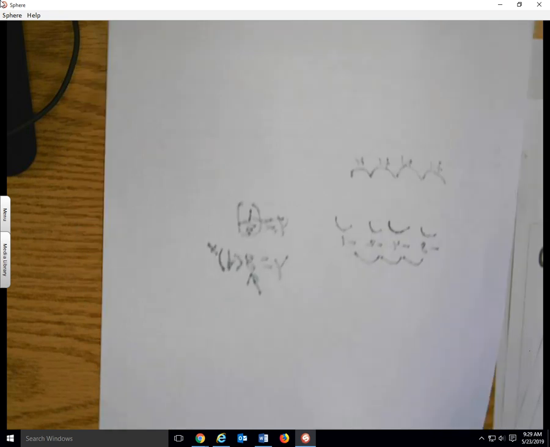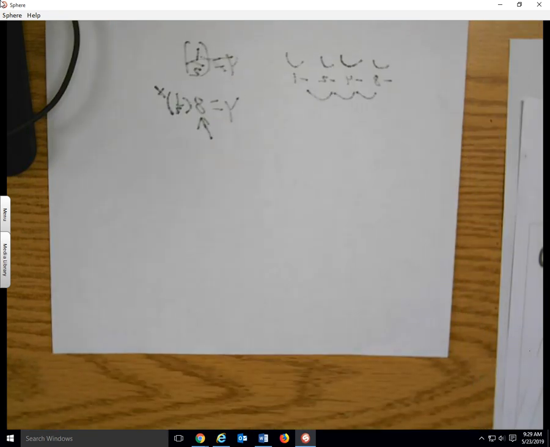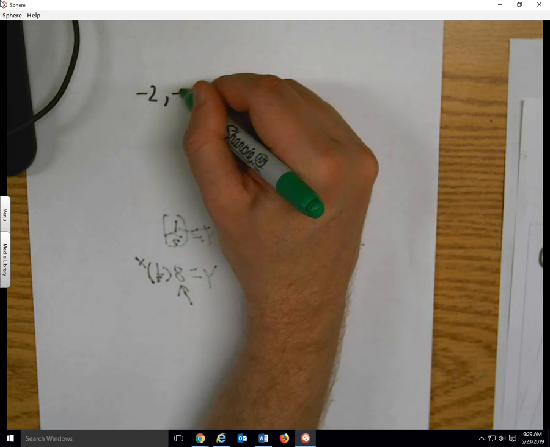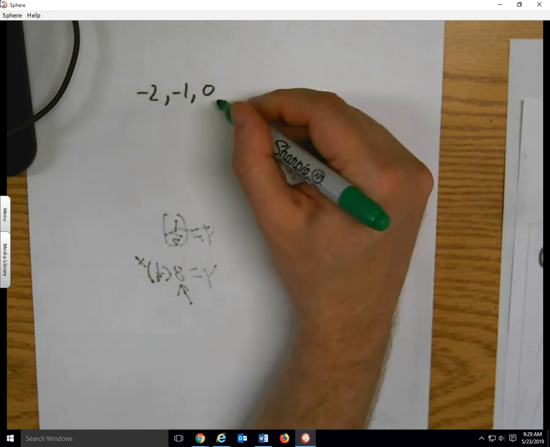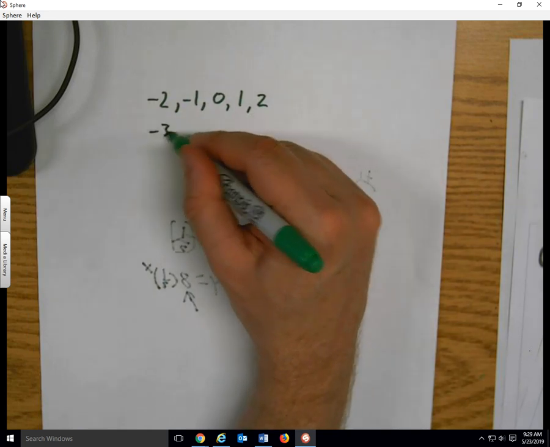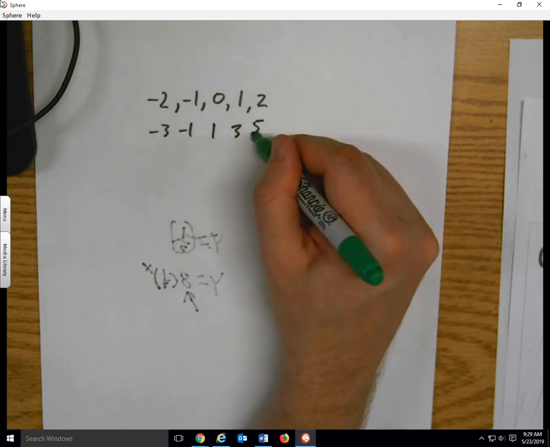One last one. Let's see if I can fit it here on this page. Let's create one more, because I did one with exponential. We did one that was quadratic. Linear is probably just the easiest one to do, and I'm trying to see if I have one already made real quick. Yeah, here we go. So if we have negative 2, negative 1, 0, 1, 2, on the bottom we'll say negative 3, negative 1, 1, 3, and 5.